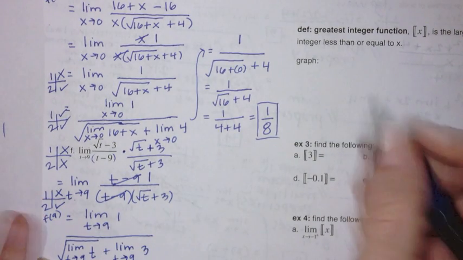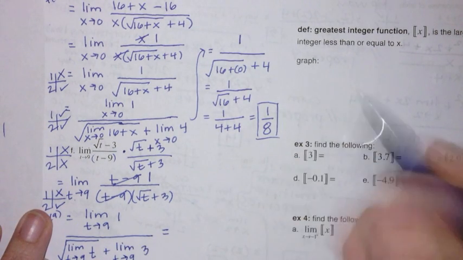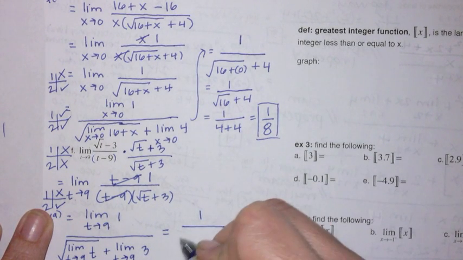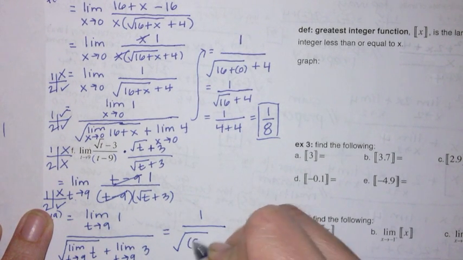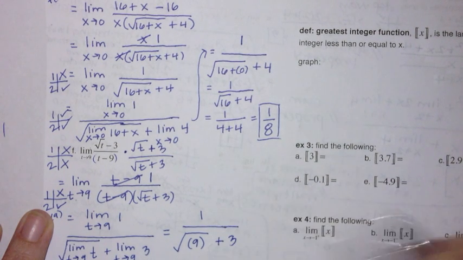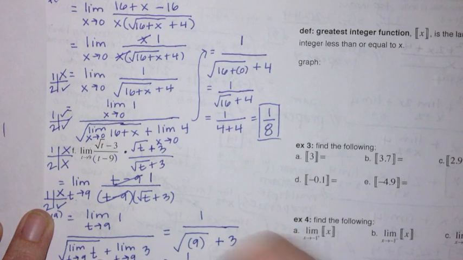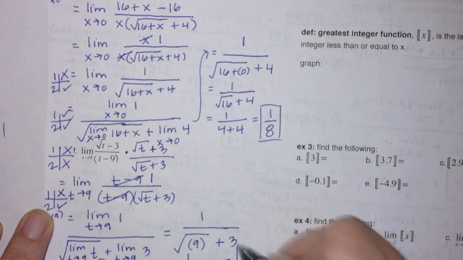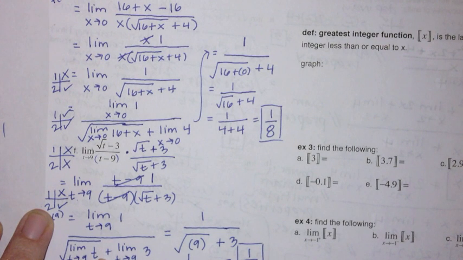There's not so much that I can really say. I mean, I could always find time to talk. The limit of a constant is a constant. This one, I'm plugging in 9 for t. Limit of a constant is the constant, so that gives me 1 over 3 plus 3, which is 1/6. Okay? Okay, pumpkin. Moving on.